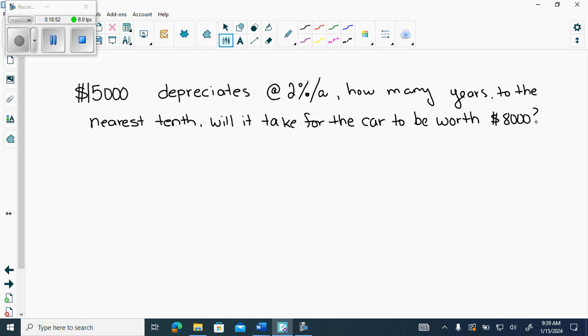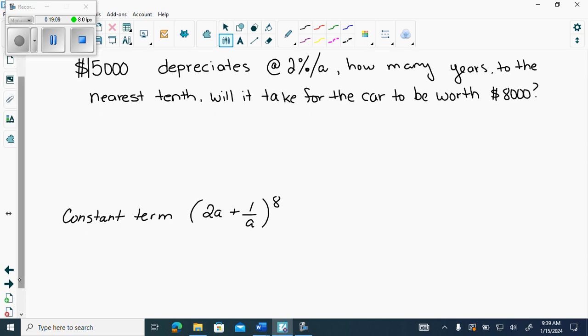And then I want the constant term of (2A + 1/A) to the 8th. And then I want (AX - Y) to the 6th to have a term negative 252 XY to the 5. Determine A.